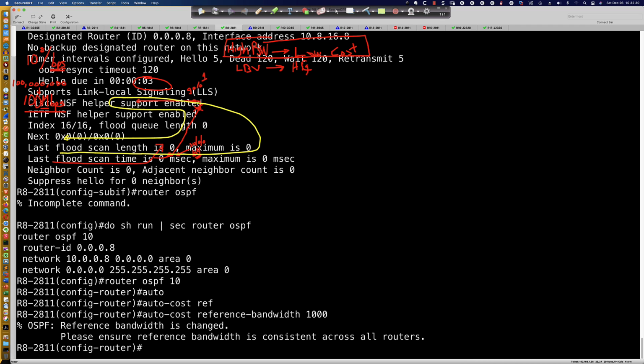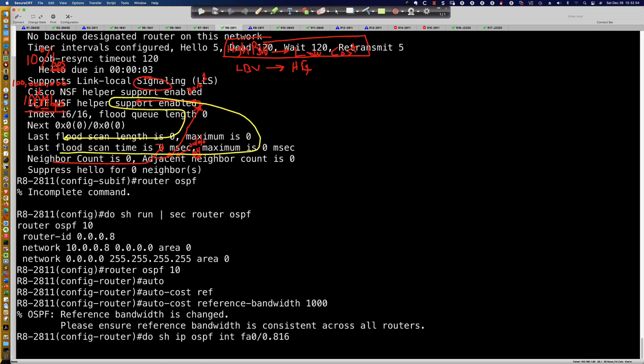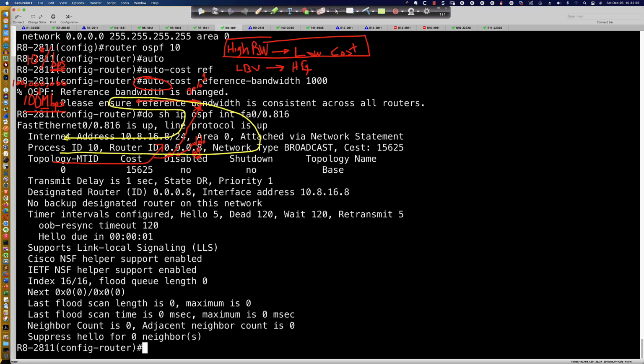And it's telling me you better make that consistent across all routers in your area, because right now router 8 is the only router calculating the per interface cost using a reference bandwidth of 1,000 megabits per second, 1 billion bits per second, which means this router, and I'm trying to get to my do show IP OSPF interface, that better work for me, and there it is.